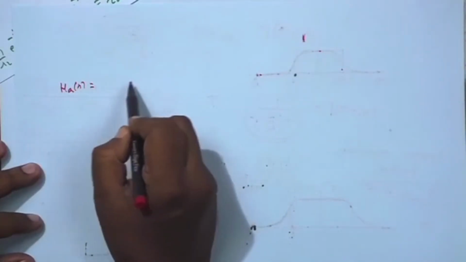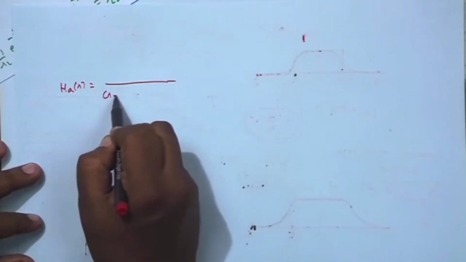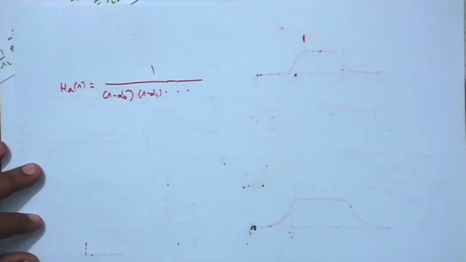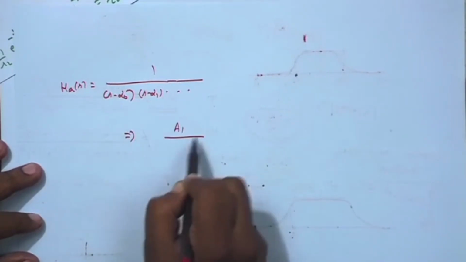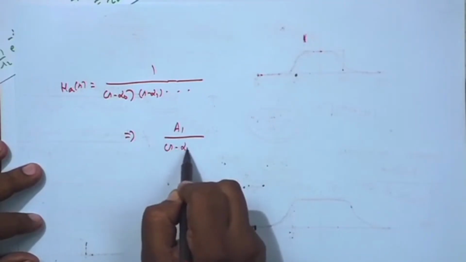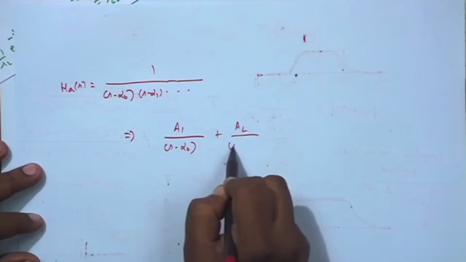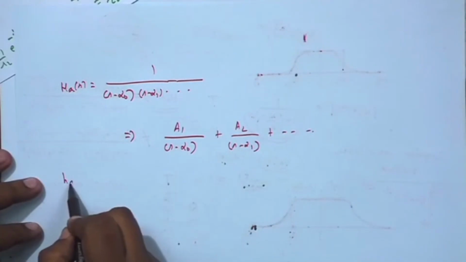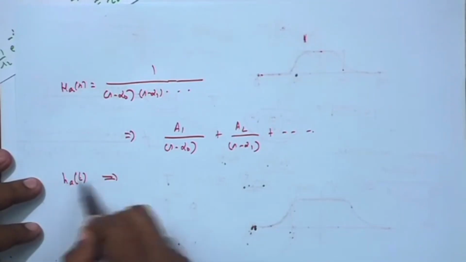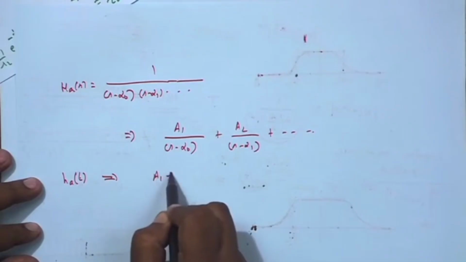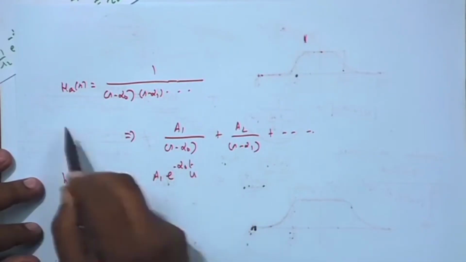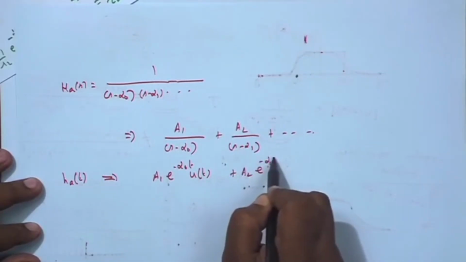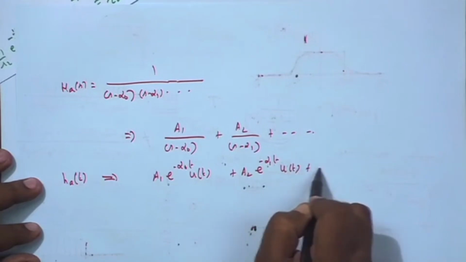It will be rational because H_a(s) will have this kind of form, with factors S minus alpha 0, S minus alpha 1, and so on. It will give rise to some first order factors if you go for partial fraction, A1 over S minus alpha 0 plus A2 over S minus alpha 1, and so on. If you take the analog inverse Laplace transform, it will be A1 e to the power minus alpha 0 t, and since it is causal and stable, u(t), plus A2 e to the power minus alpha 1 t, again u(t), and so on.